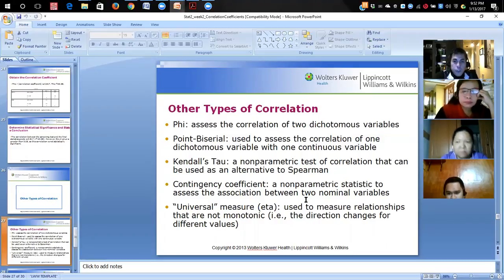Contingency coefficient is a non-parametric statistic to assess the association between two nominal variables. I have not done this in my own personal research.